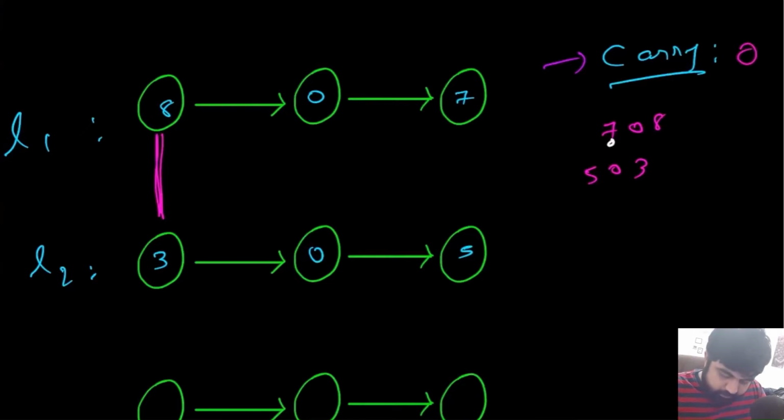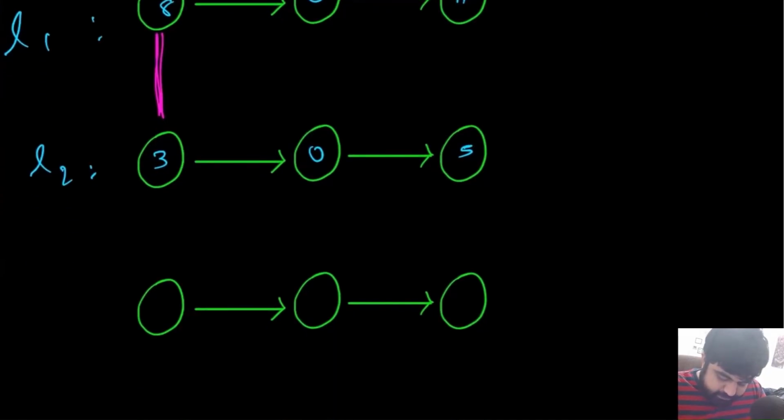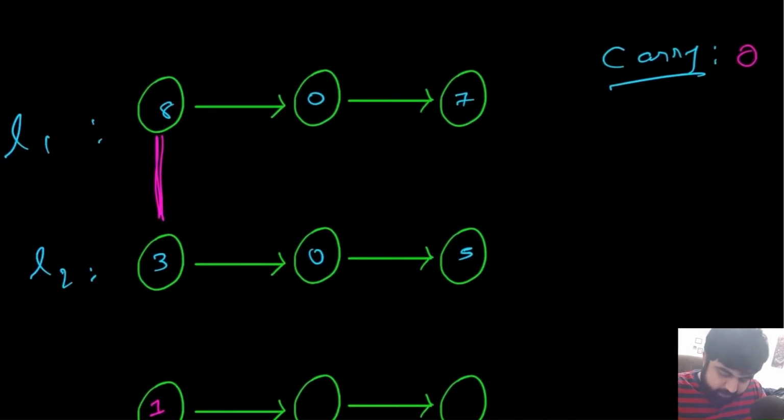Now let me get rid of these numbers, they are causing some confusion. So first we are doing 8 plus 3. 8 plus 3 is going to be 11. Since 11 is greater than 10, we are only going to put 1 over here and we are going to change the value of the carry.